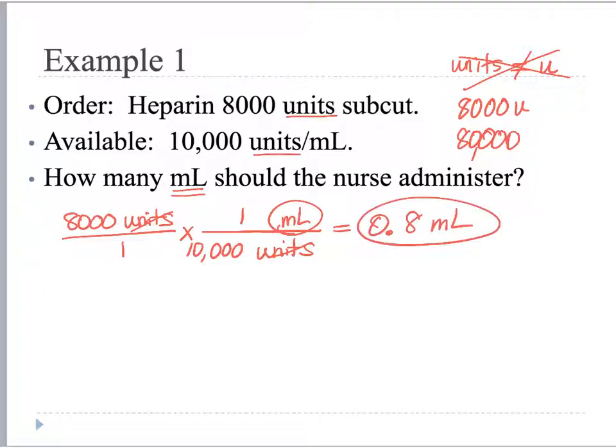Okay, notice that we have this leading 0 in front of the decimal point. Make sure that you include that leading 0 so that the decimal point stands out and it doesn't look like 8 milliliters, because there's a big difference between 0.8 milliliters as a subcut injection and 8 milliliters. 8 milliliters, you would kill your patient. So you need to be very, very careful with these calculations.